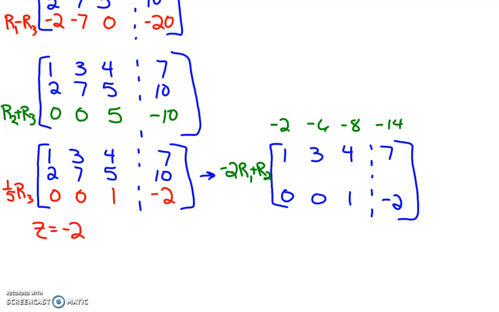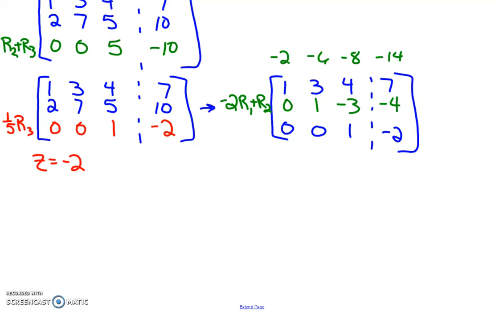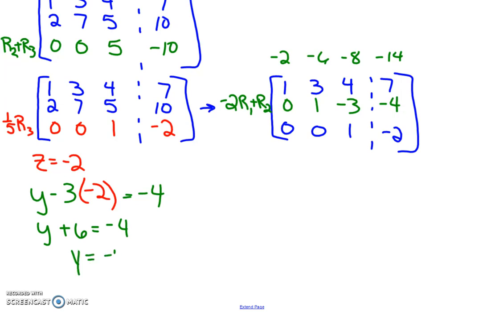So negative 2 plus 2 is 0. Negative 6 plus 7 is 1. Negative 8 plus 5 is negative 3. And negative 14 plus 10 is negative 4. So now I can take that row and plug in my z equals negative 2. So I have y minus 3 times z, which is negative 2, equals negative 4. Okay, so y plus 6 equals negative 4. So y equals negative 10.